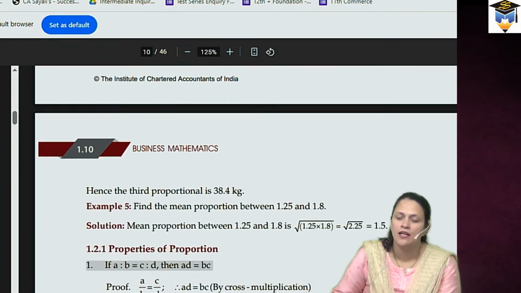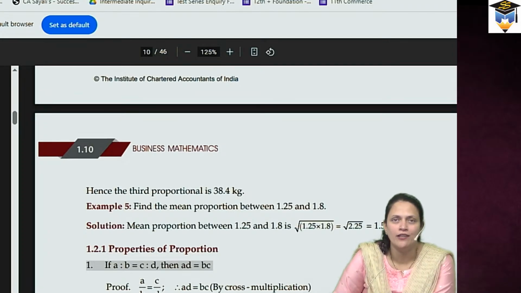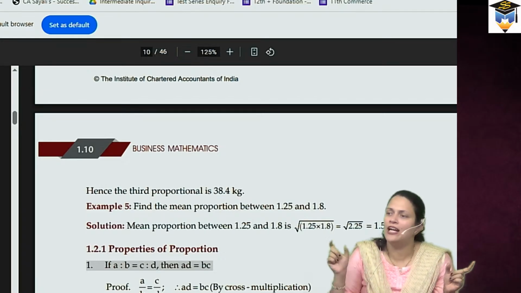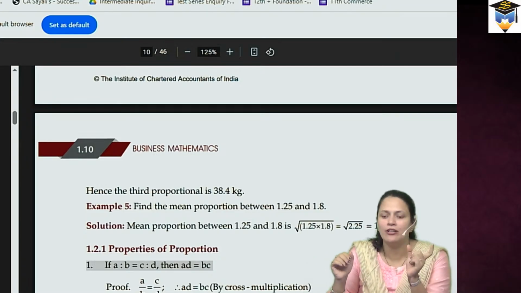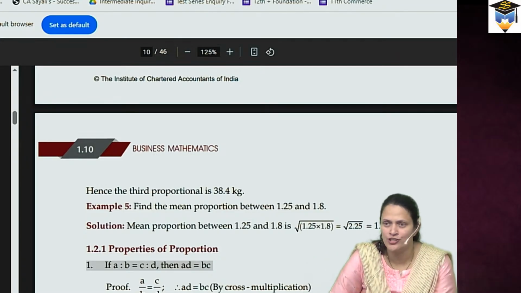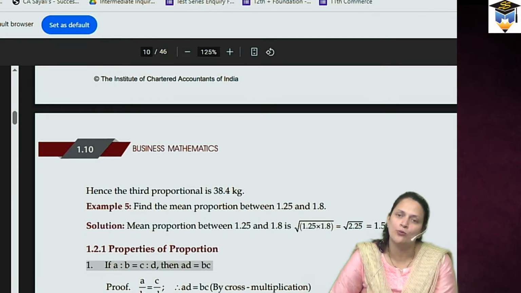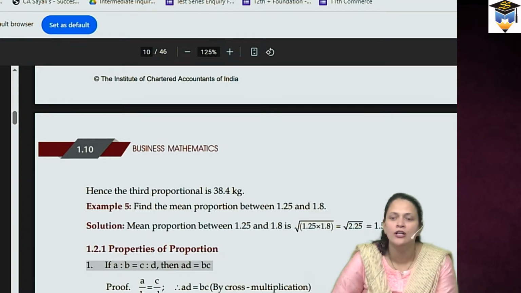Alright, the last sum. Find the mean proportion between 1.25 and 1.8. What is the meaning of this? 1.25 and 1.8 are going to be the extreme values, and the in-between value they have told you to find out, which is the mean. So generally we write it as b square is equal to ac, correct? If b is the in-between value, we write it as b square is equal to ac.